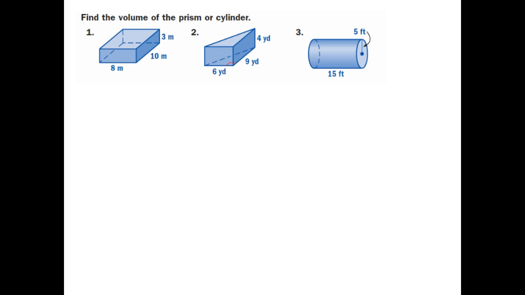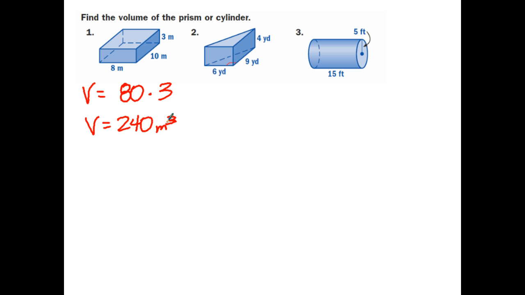All right, now let's go ahead. I want you to try doing these 3 on your own. Go ahead, pause the video, go. All right, so number 1, the volume is going to be, if I take the base, in this case the base is the same anywhere, so I could say the base is going to be 8 times 10, so that's 80, right? And then I'm going to multiply that by 3, so my volume is going to be 240 cubic meters. Okay, that's for number 1.